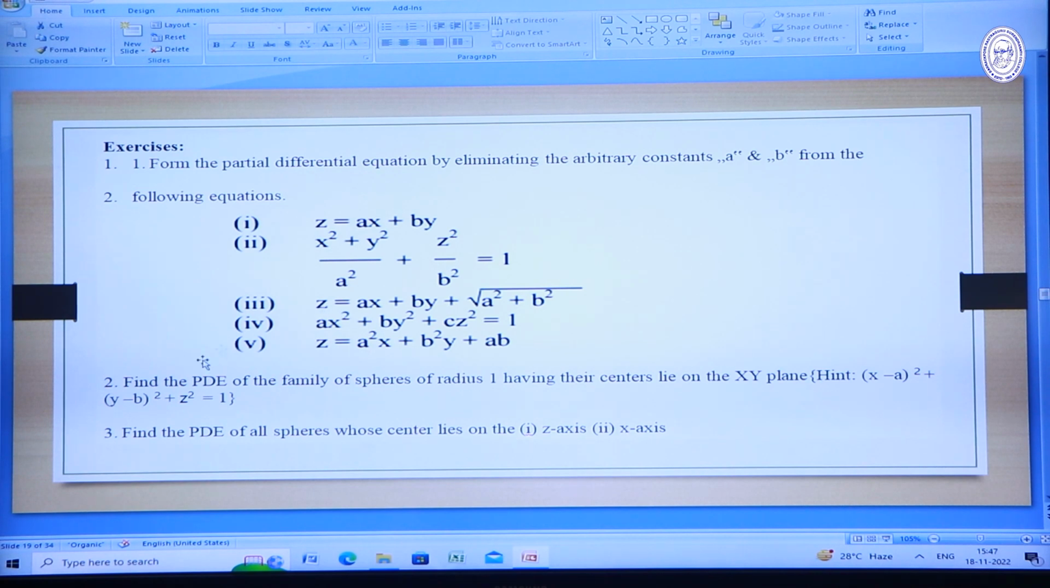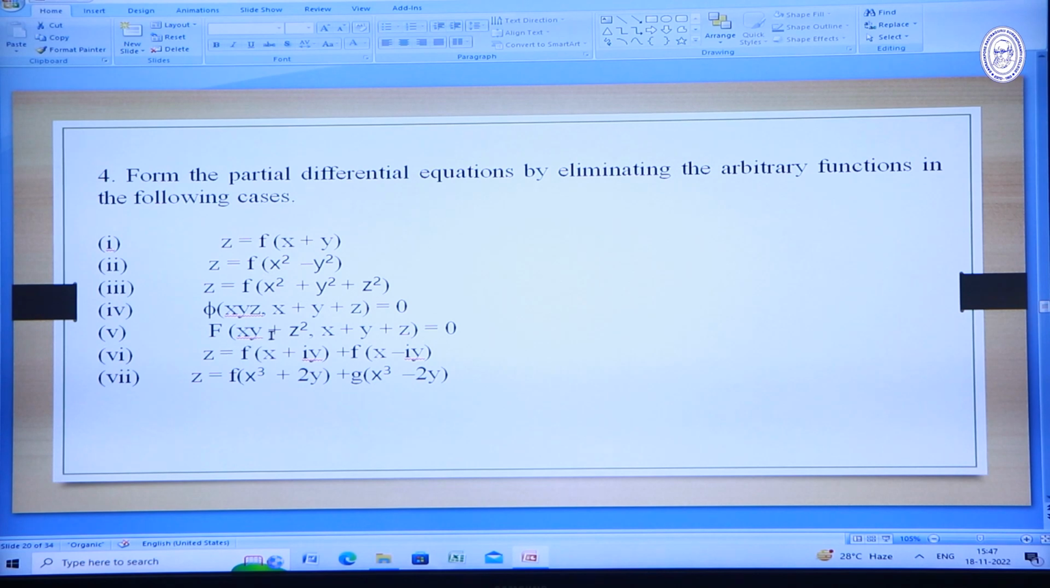Exercise. These are exercises on formation of partial differential equations by eliminating arbitrary constants and eliminating arbitrary functions. These are also exercises on creating a partial differential equation.